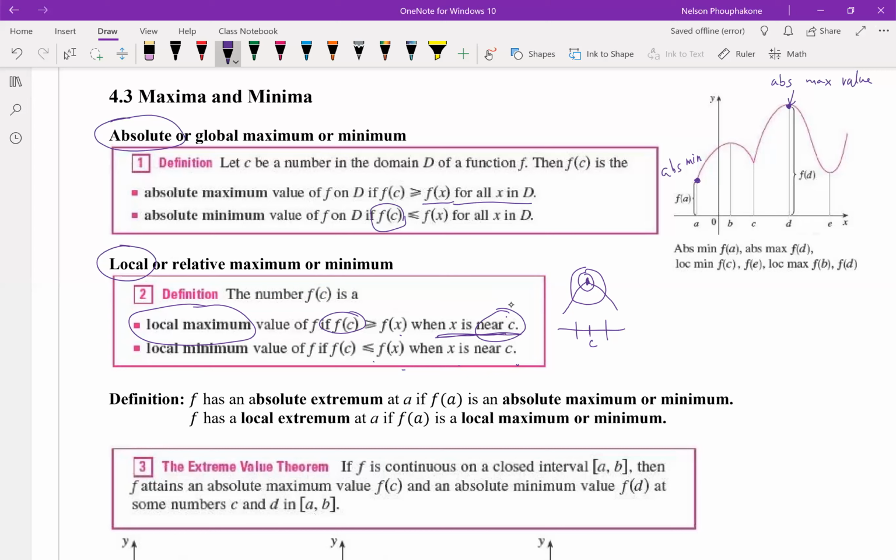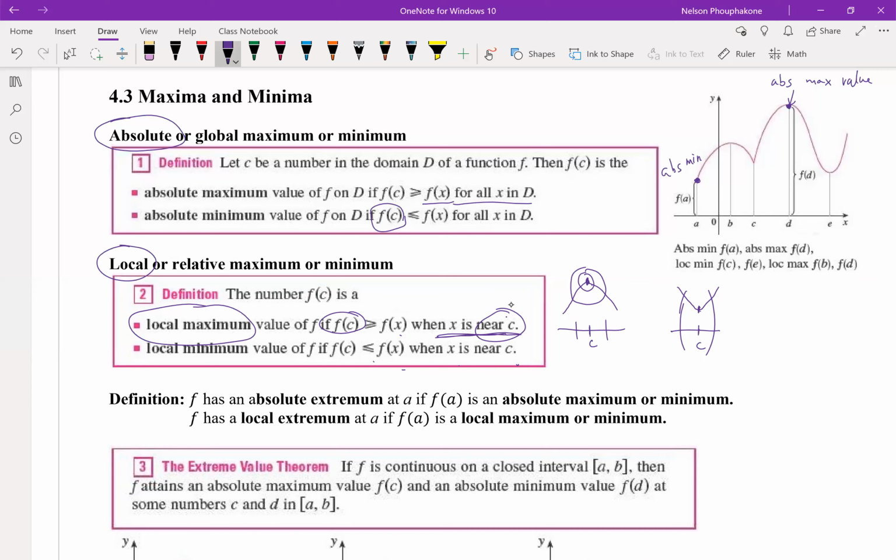On the other hand, a local minimum is basically changing from decreasing to increasing. So this is my local minimum. And again, if this is c right here, then around this area f of c will be less than or equal to the rest of the function. So in this case, f of c will be my local minimum.